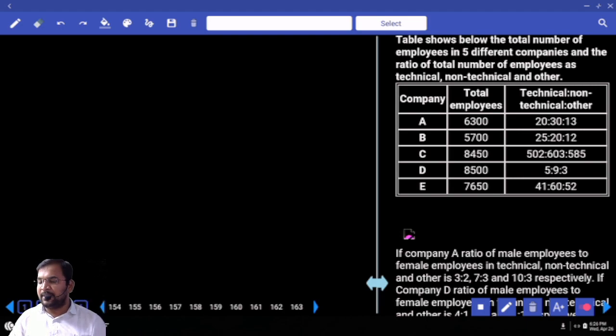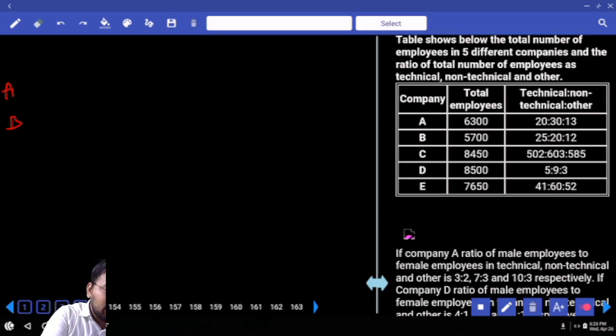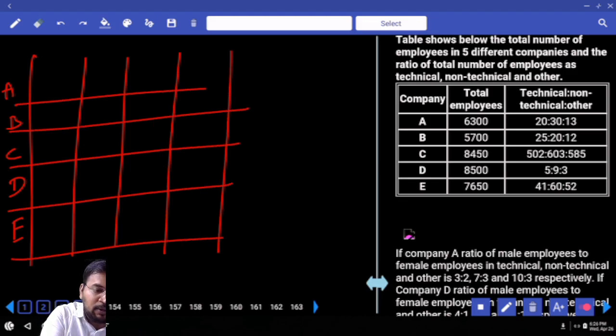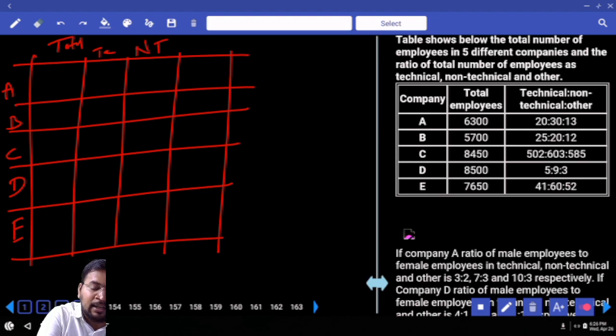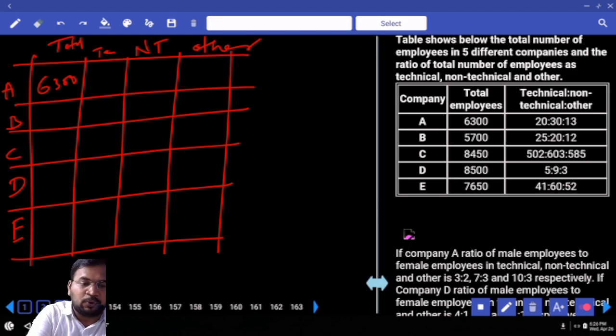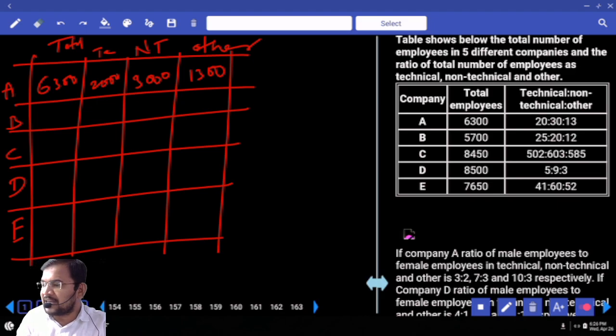Companies A, B, C, D, E. Total employees, they've given technical, non-technical, other. Tell me fast. Total it is how much? 6000. 20, 30, 13 is nothing but 63 only. Therefore 200 each: 2000, 3000, 1300. Next, 5700, na. Total parts are also 57. Therefore, tell me fast.